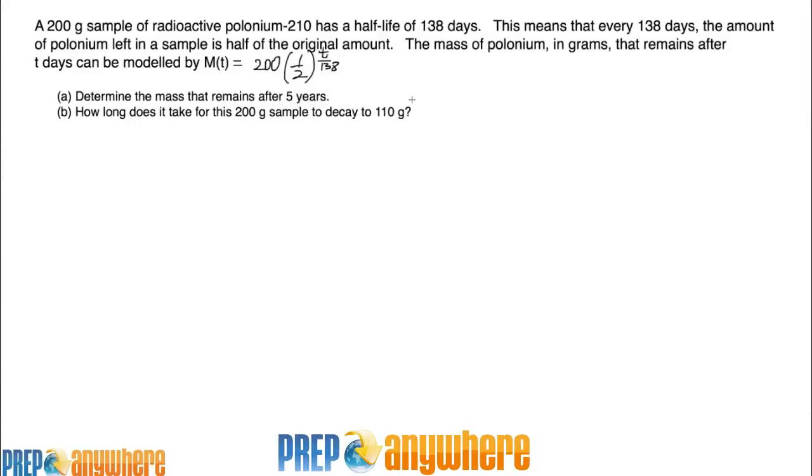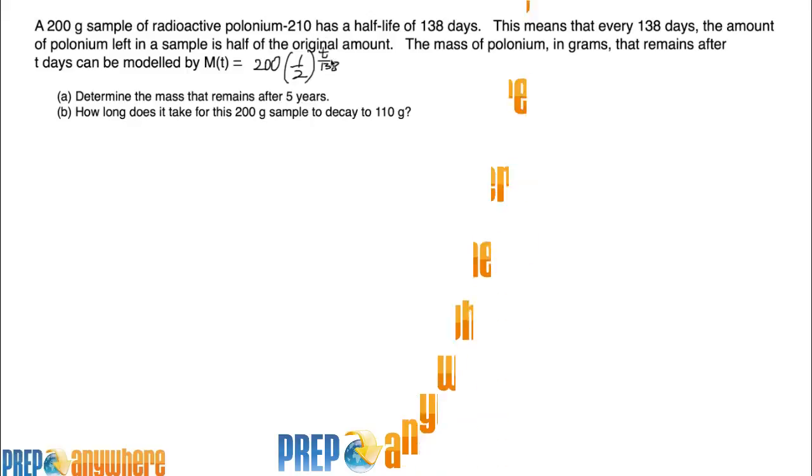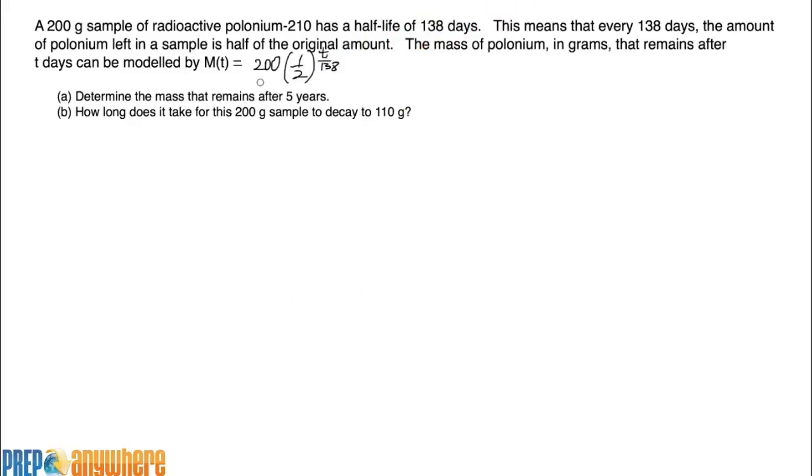Alright, so a 200 gram sample of radioactive polonium-210 has a half-life of 138 days. And we estimate that it's decaying with this particular exponential function. Note that if I replace t with 138, I get 200 times one half, so that we'll get exactly 100.